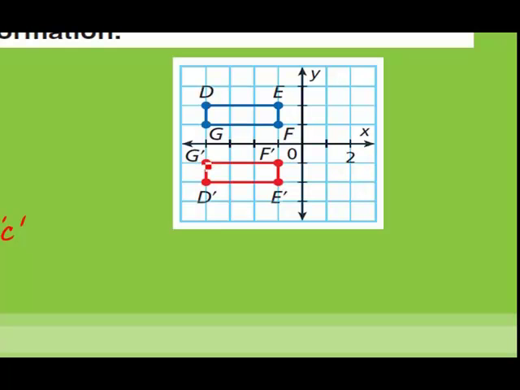D would be on top of G prime, and G would be on top of D prime. That tells me that it's not a rotation. Oops, forgot to write rotation here. Said it but didn't write it. That tells me that this is not a translation. However, it is a reflection.